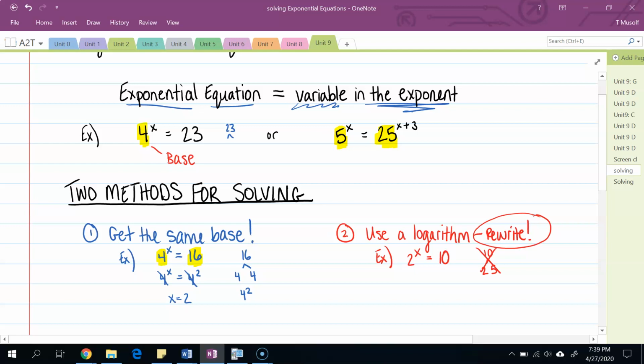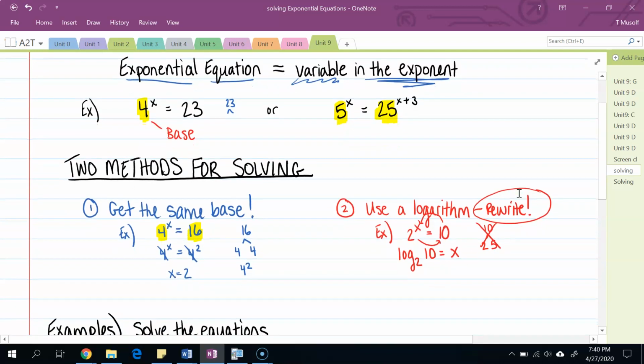Remember, to rewrite as a logarithm, this base becomes the base of my log. So 2 is now the base of my log. We use a circle method: the next number we write down is the 10, equals, and then the last number should be my exponent. Now x is already solved for, so all I need to do is put this into my calculator. I'm going to use change of base, so I would do log of 10 divided by log of 2. I would type that into my calculator, get a decimal, and that would be my answer. So these are our two methods.